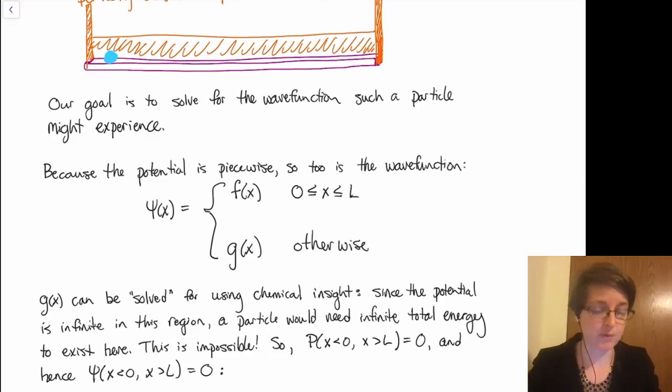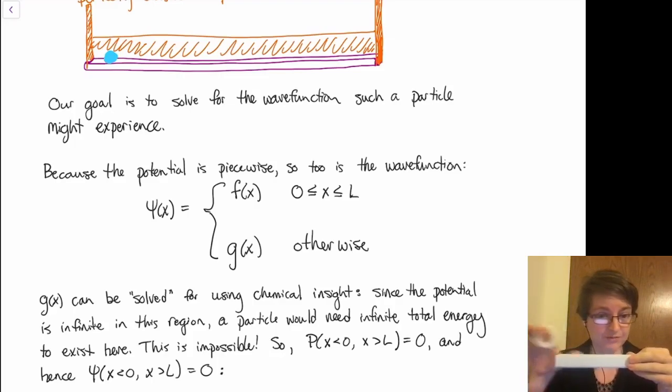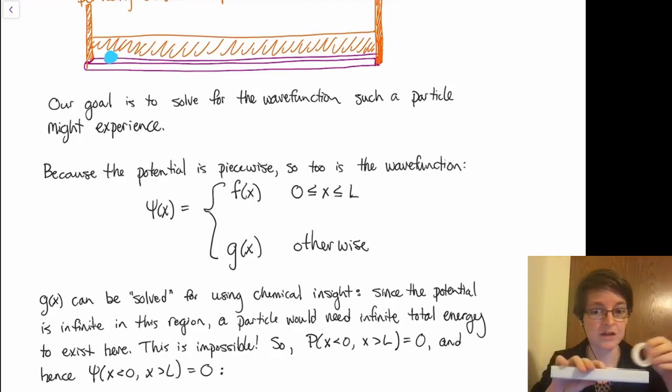And we're going to solve for both f of x and g of x in this lecture. And we'll start with g of x because it turns out to be solved not using math necessarily, but actually using our chemical intuition. And so here's the insight that we need to be able to come up with a functional form for g of x. We know that the potential is infinite outside of the box, right? So our particle, because these walls are infinitely tall, is not allowed to live out here, and it's not allowed to live out here.